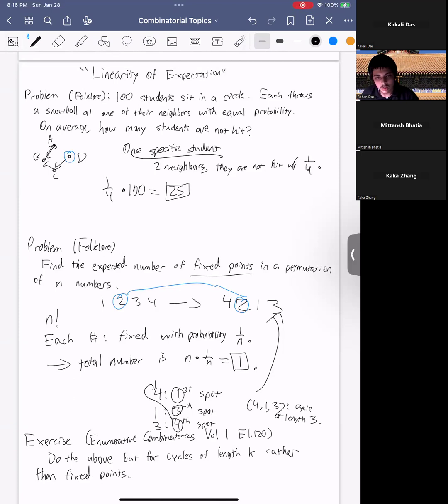And you want to find the average number of cycles of a certain length when you take a permutation. The idea is pretty much the same. It does have a few more details, but it's a fun exercise to think about.